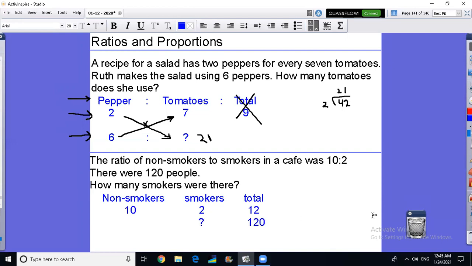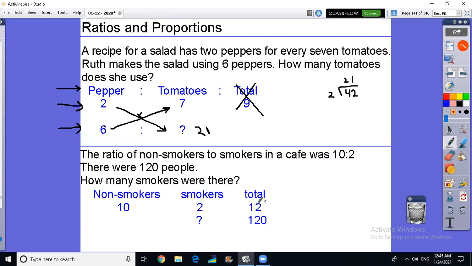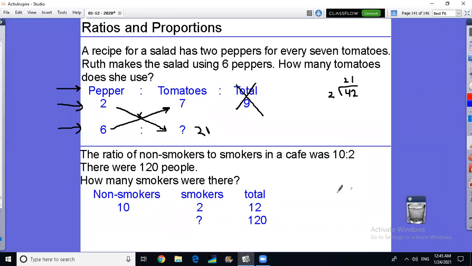If you notice, guys, which column do we not need so far? I have the question mark here, and I have the number here, so this column is complete. This column is also complete with 2 and a question mark. This column I cannot do anything about, I don't even need it, and they didn't ask me any question about it. So I'm going to ignore this column.